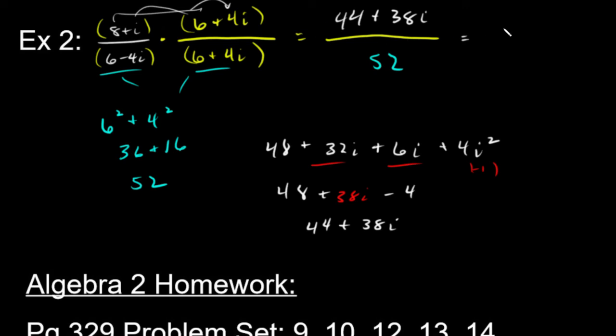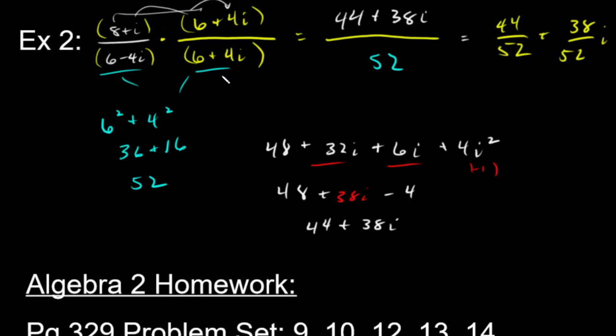When you split it, you get 44 over 52, which could be reduced if you wanted to, and 38 over 52i. Make sure I didn't do that wrong here. Let me look. Double checking my work. No, that looks right to me.